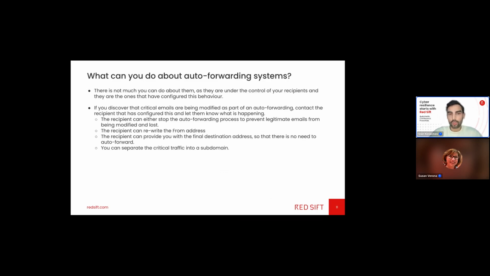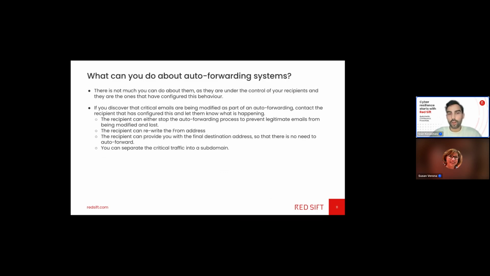You can also ask the recipient to rewrite the from address. So rather than keep the original from address, which would be your domain, rewrite the from address to contain a domain that they own. This way, they cannot and will not break the original message, as DMARC will be evaluated against their domain. The recipient can also provide you with the final destination. So ask them, where are you actually auto-forwarding the messages to? Let us send the emails there rather than continue to have this auto-forwarding behavior.